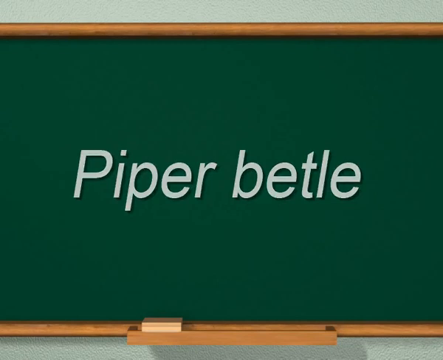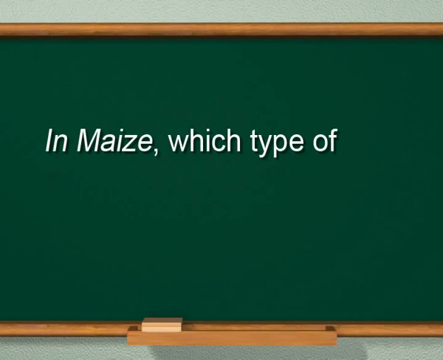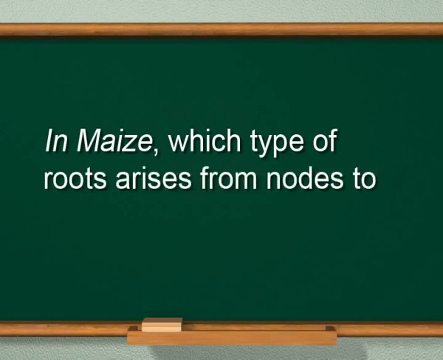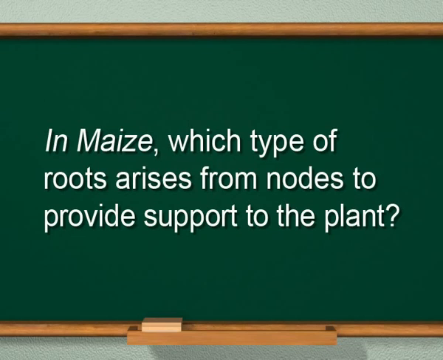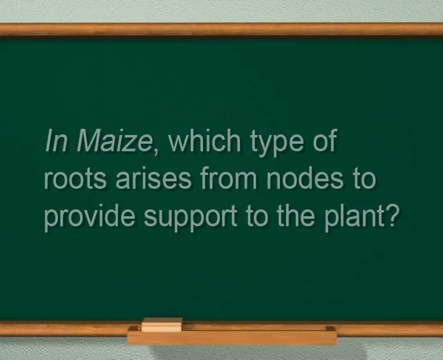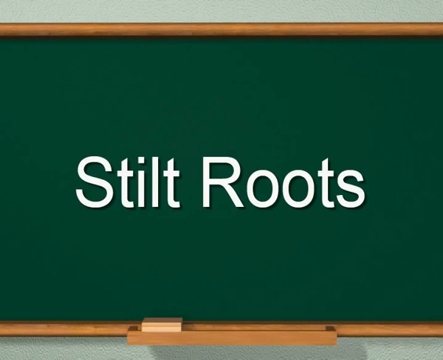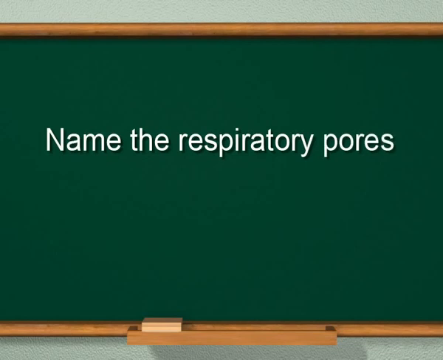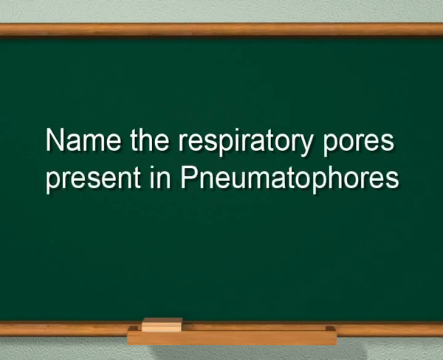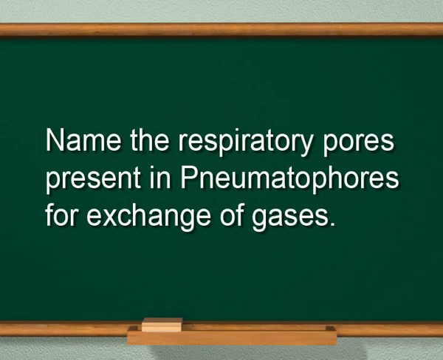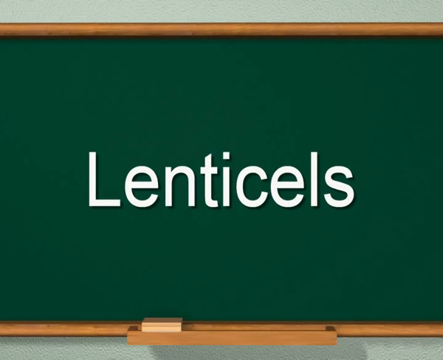The next question is, in maize, which type of roots arises from nodes to provide support to the plant? Answer is, stilt roots are the type of roots which arise from nodes to provide support to the plant. My next question is, name the respiratory pores present in pneumatophores for exchange of gases. The answer is, lenticels are present in pneumatophores for exchange of gases.